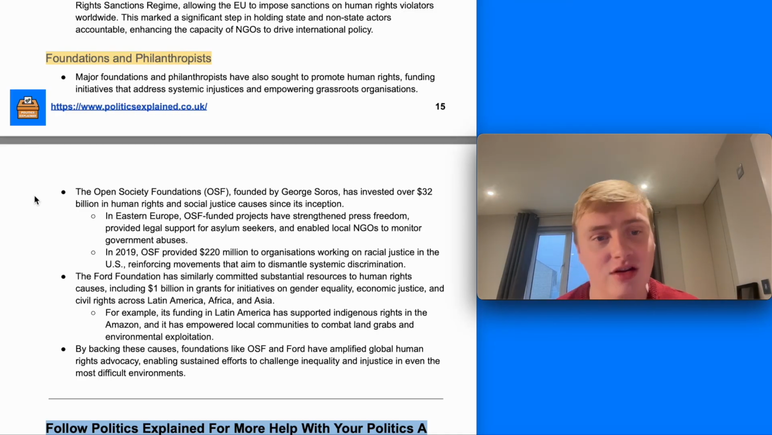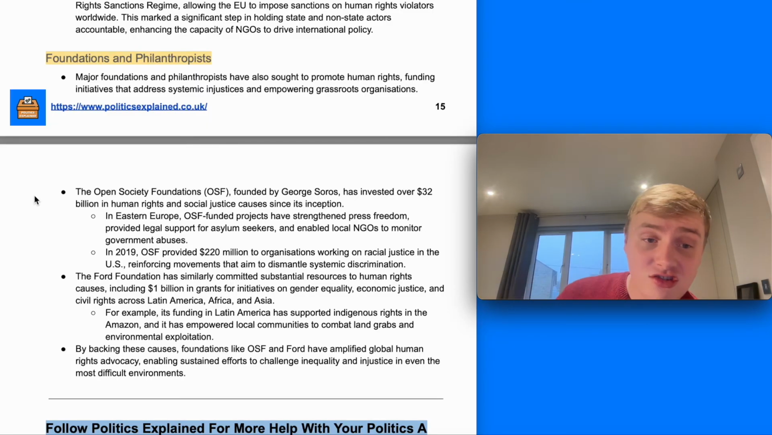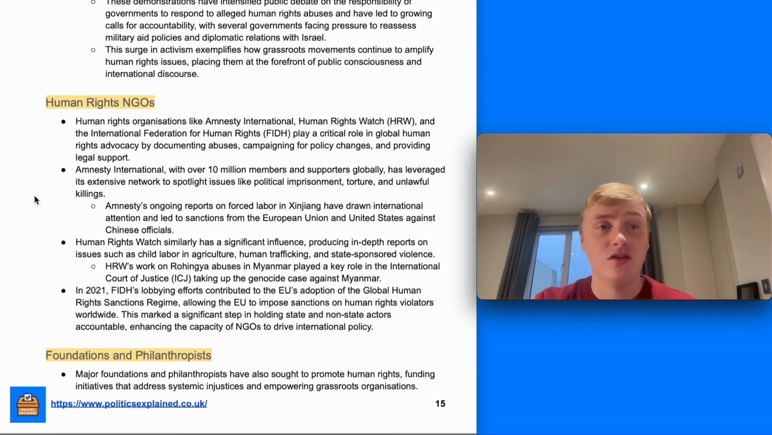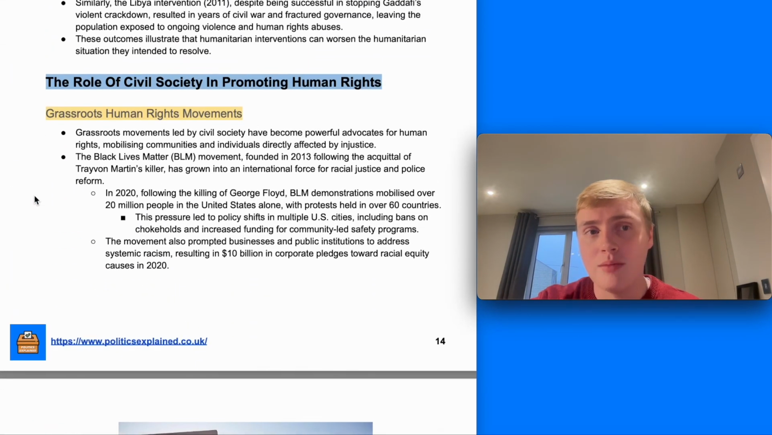Whilst the Ford Foundation has also committed substantial resources to human rights causes, including $1 billion in grants for initiatives on gender equality, economic justice, and civil rights across Latin America, Africa, and Asia. For example, it supported indigenous rights in the Amazon and empowered local communities to combat land grabs and environmental exploitation. So that finally has a look at some non-state actors that play a role in protecting human rights.